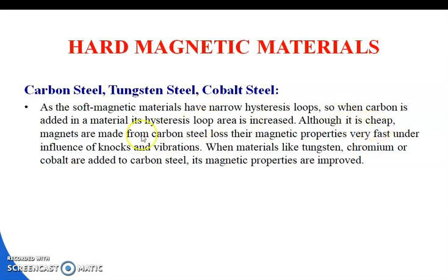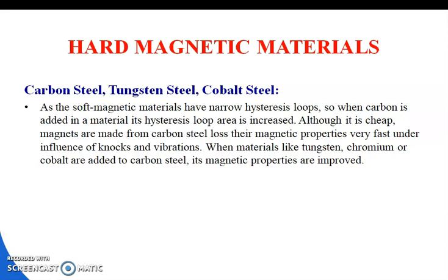Although cheap magnets are made from carbon steel, they lose their magnetic properties very fast under the influence of knocks and vibration. When a material like tungsten, chromium, or cobalt is added to carbon steel, its magnetic properties are improved. How will the magnetic properties improve? By adding tungsten, chromium, or cobalt to carbon steel. These come under hard magnetic materials.